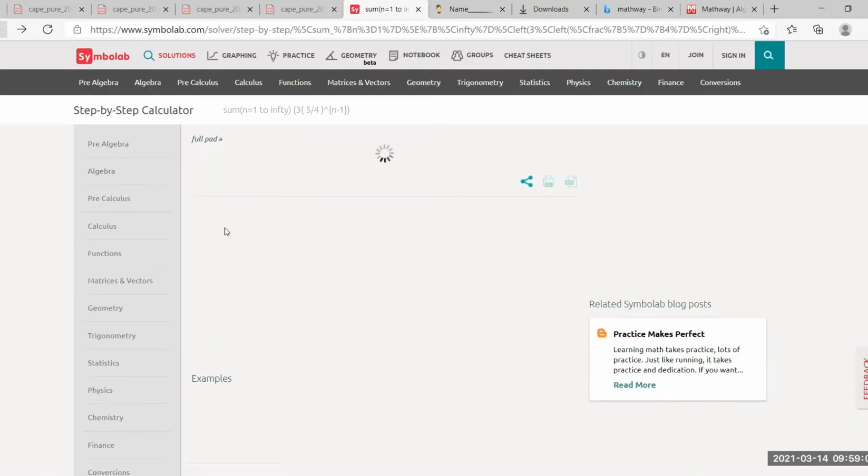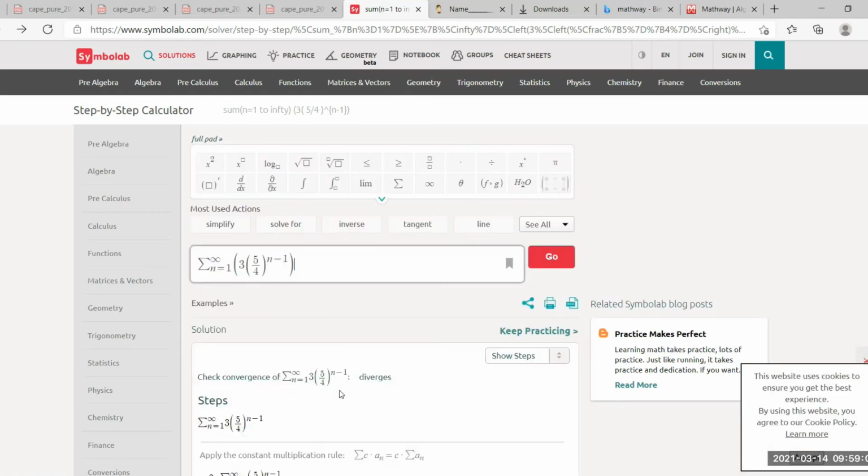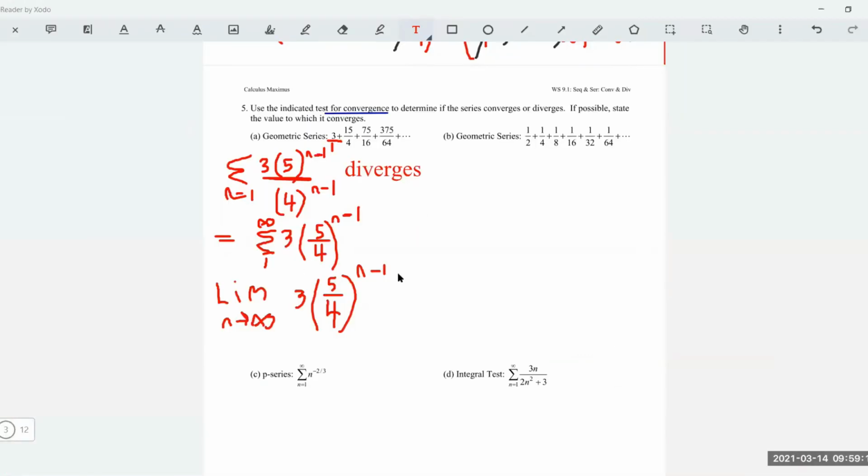There it was right here. It diverges. So what we did was absolutely fine. I didn't bother to use D'Alembert's ratio test. Sometimes it's just depending on how you feel in the moment.